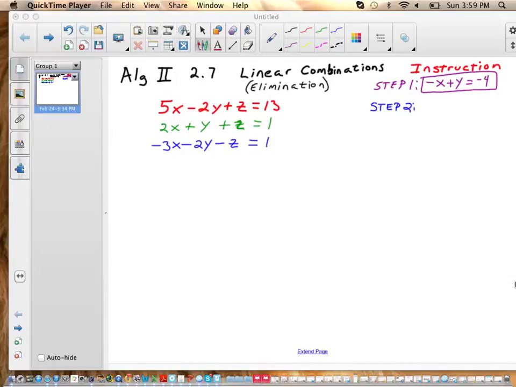Okay. Let's take a look. Algebra 2, 2.7, continuing with linear combinations on the instructional videos dealing with the elimination process. We're now on step 2.